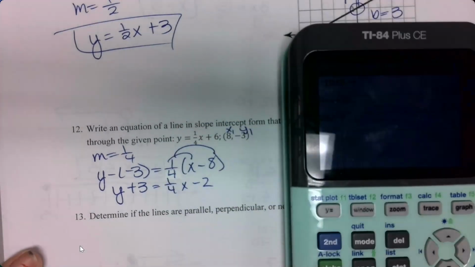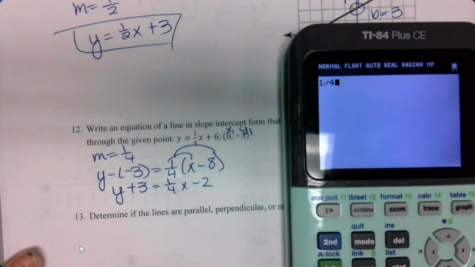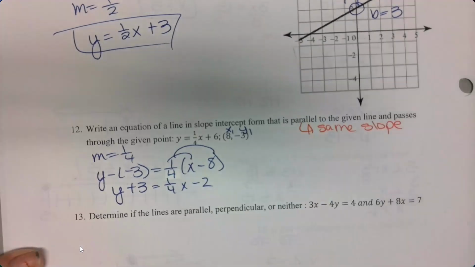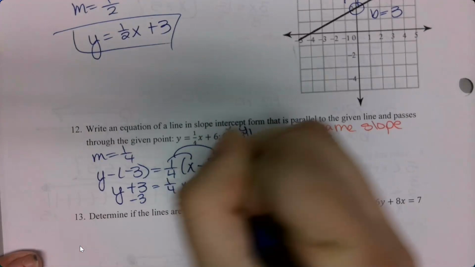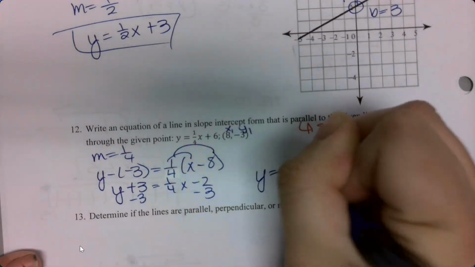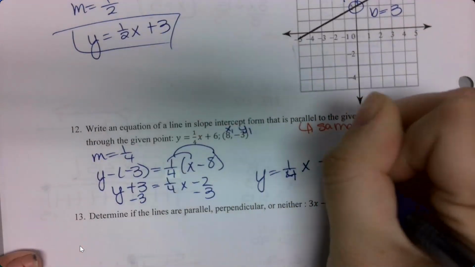If I can't remember, I can always type this in my calculator. 1 divided by 4 is the same thing as 1/4 times 8 over negative 8. Gets us negative 2. Then I just want to go ahead and subtract 3 on both sides. I get y equals 1/4 x minus 5.